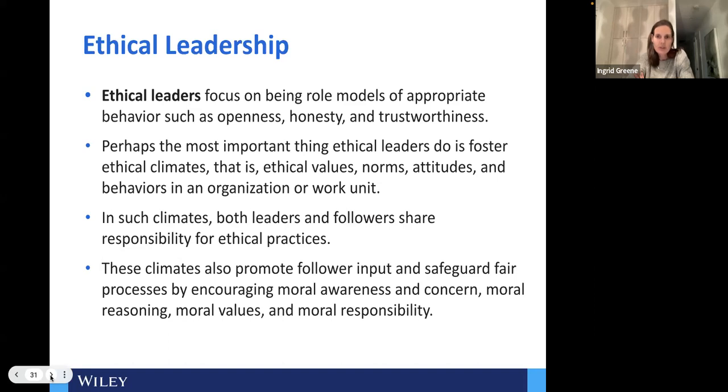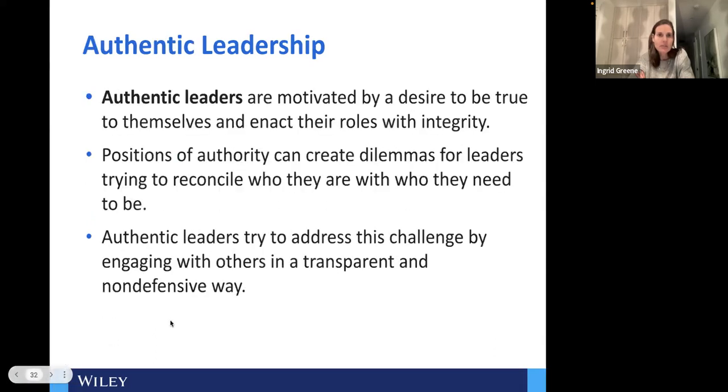Foster ethical climates, right? So making sure that the world knows, or the employees know, that everything that we do within this organization is ethical. Leaders and followers share this responsibility. They also promote follower input and safeguard fair processes. Moral awareness and concern, moral values, moral responsibility. So yeah, I'd say that this shows up a lot in Catholic universities.